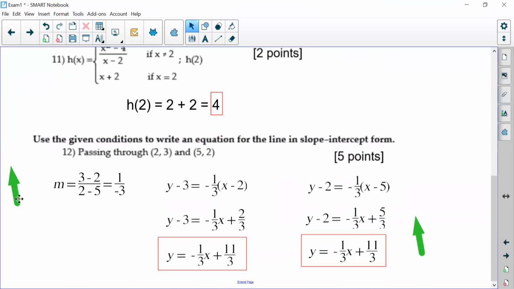Now we're into the lines, it looks like. Write an equation in slope-intercept form that goes through these two ordered pairs. Well, first things first, we have to find the slope. So y minus y over x minus x, so you get negative 1/3.